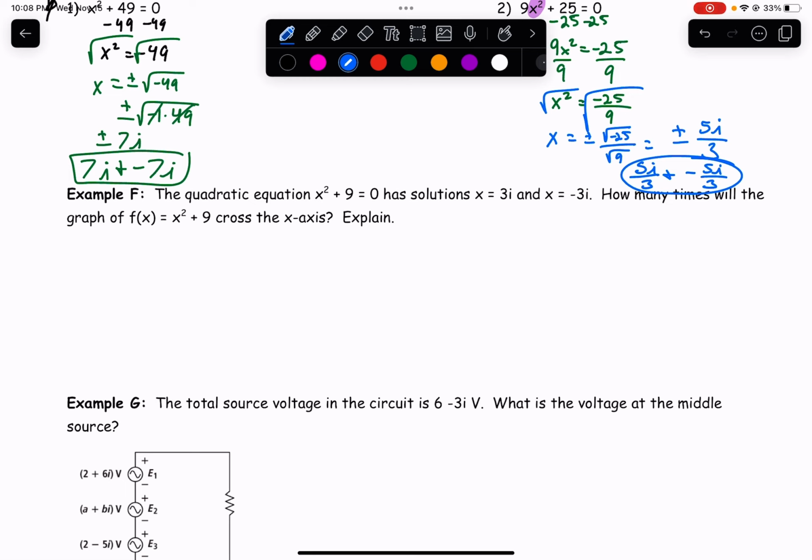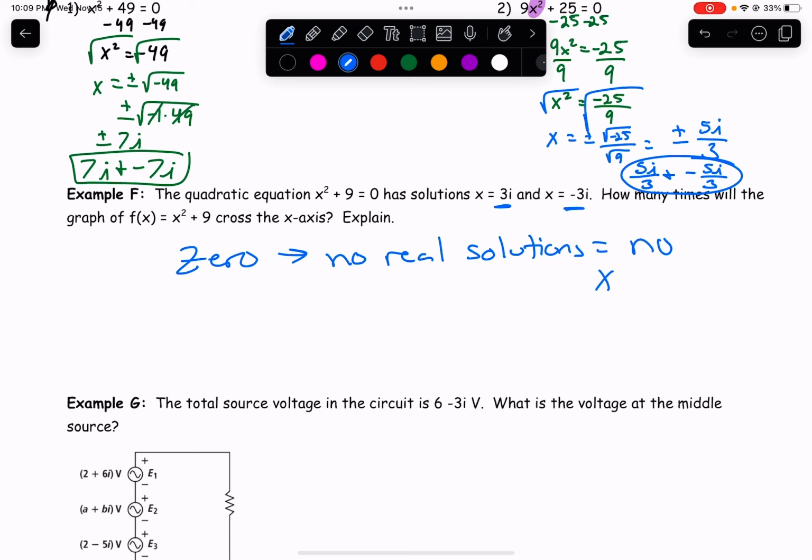Now, example F, it says the quadratic equation x squared plus 9 has the solutions of 3i and negative 3i. How many times will the graph x squared plus 9 cross the x-axis? So this guy only has imaginary solutions. He doesn't have any real solutions. Real solutions are your x-intercepts. Imaginary solutions means that the quadratic is not going to go through the x-axis. So how many times will the graph cross through the x-axis? 0. Because we have no real solutions, which equals no x-intercepts.